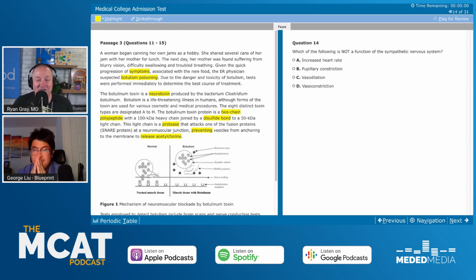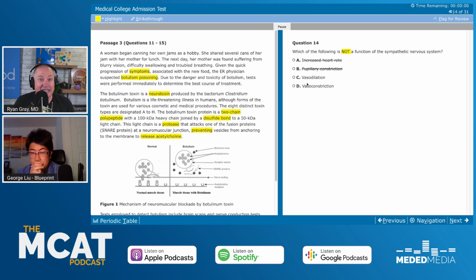So we have to make sure, right? This is a not question, so I'm going to highlight that. What is not a part of the sympathetic? Well, increased heart rate is a part of the sympathetic, so I'm going to strike that out. Pupillary constriction, I'm going to strike that out, right? We're going to constrict our eyes. We're going to get more focused on what we need to run away from, our saber-toothed tiger.